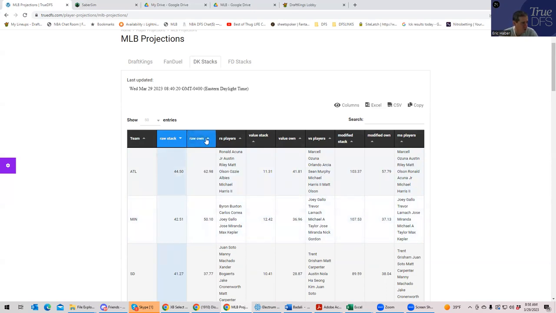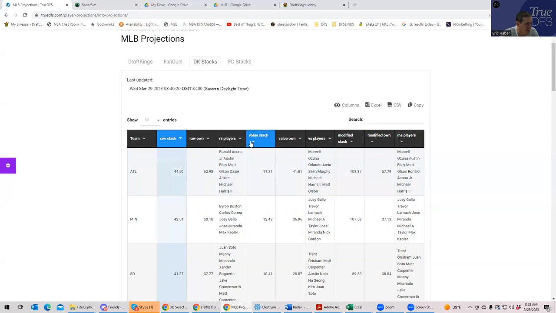Now this other column here, raw own, that is, again, the top five projected scorers and a sum of their ownership, okay? Now you could argue whether you should do product versus sum or whatever, but here we're just doing sum. It's the sum of their ownership. So when you're rating these guys by raw stack, it's just the sum of their fantasy points. When you're rating them by raw ownership, it's the sum of the ownership of the five highest projected players.